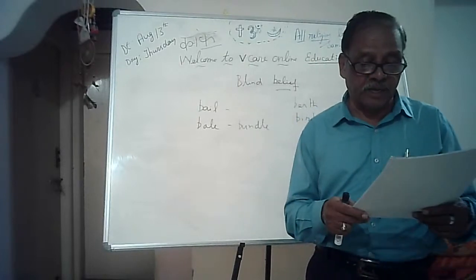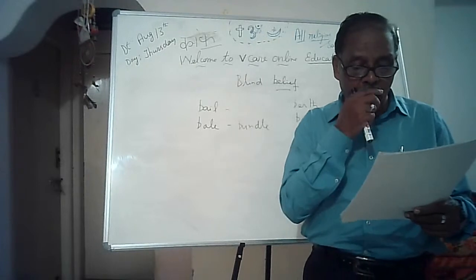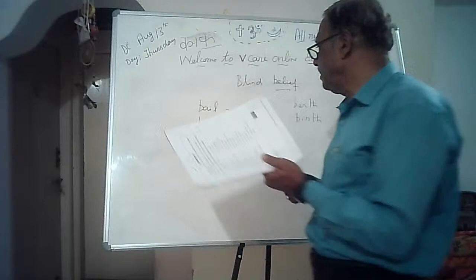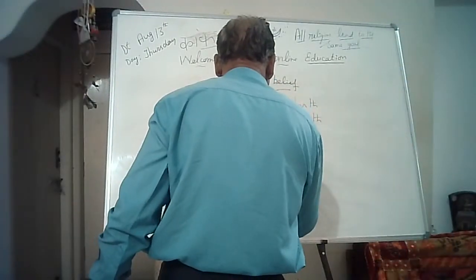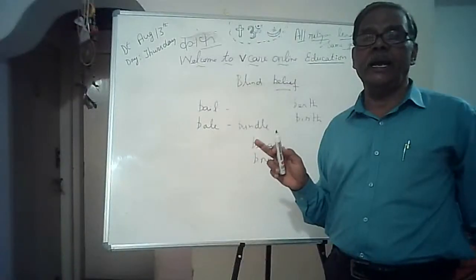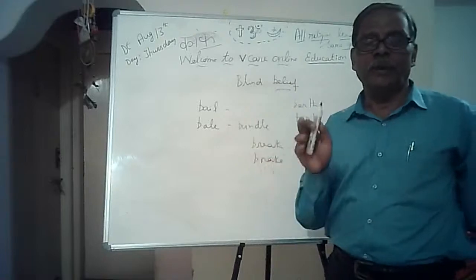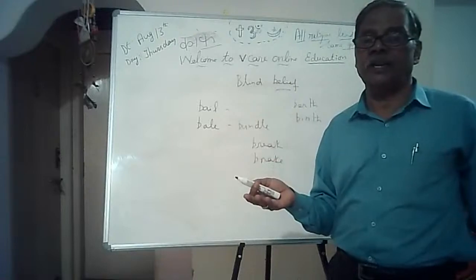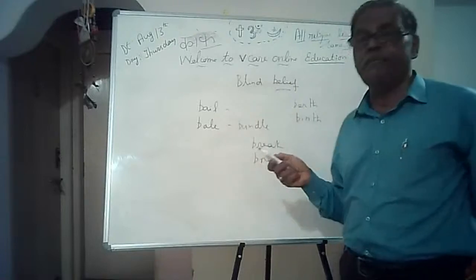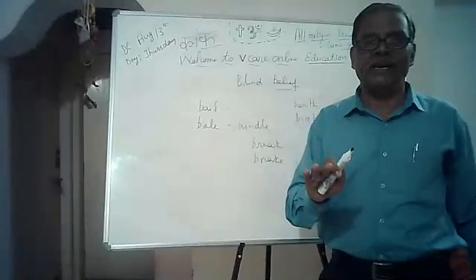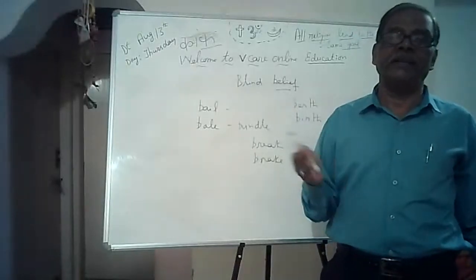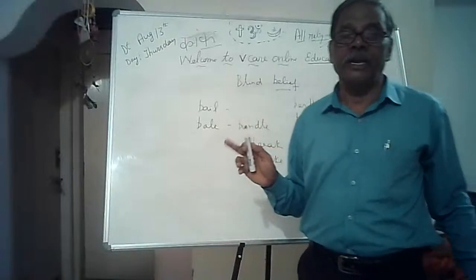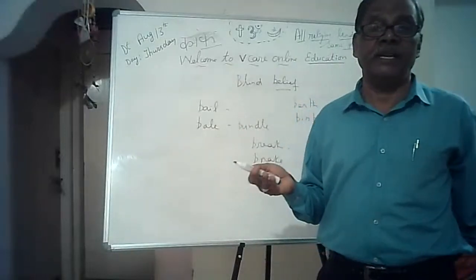Now coming to break. I will not give all. I will tell you something. B-R-E-A-K, break. Don't break this glass. The past tense of break is broke. He broke this glass. Like that you can say. Tea break, coffee break, lunch break. Like that you can say. B-R-E-A-K. The past tense of break is broke.